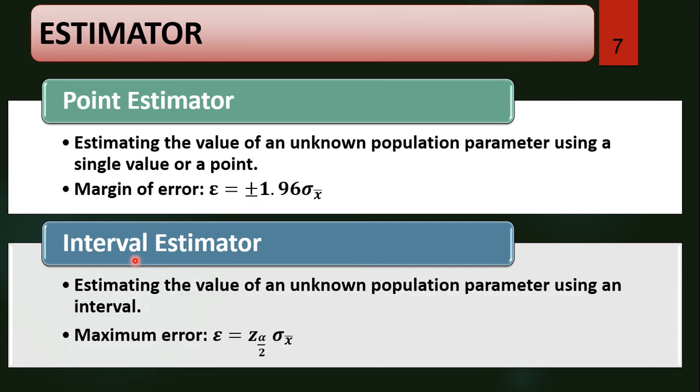Another way to estimate is by using the interval estimator. With the interval estimator, this time we estimate the value for the unknown parameter by using an interval. The error associated with the interval estimator is equal to Z alpha over 2 sigma of X bar, which we call the maximum error.